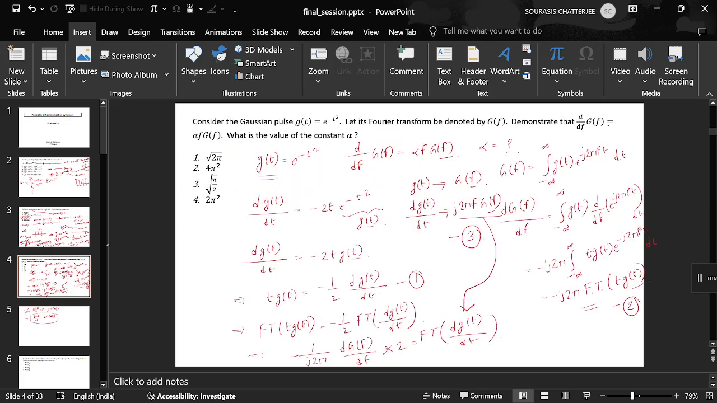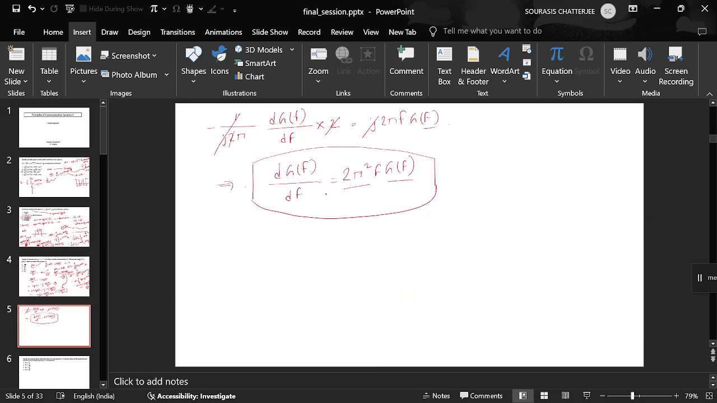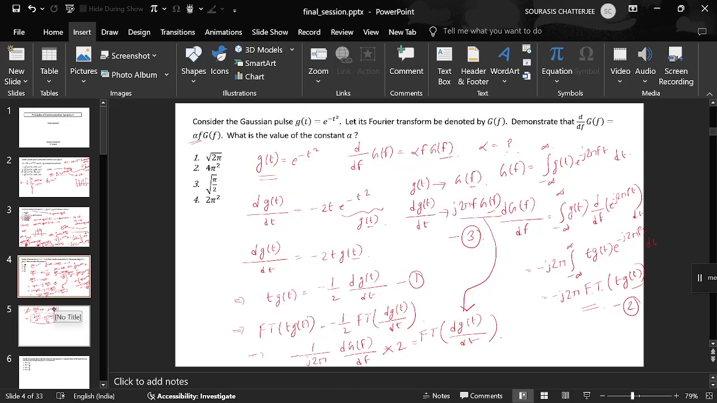And if I look for this scalar alpha, this alpha term is 2 pi square. So the fourth one is the correct answer.